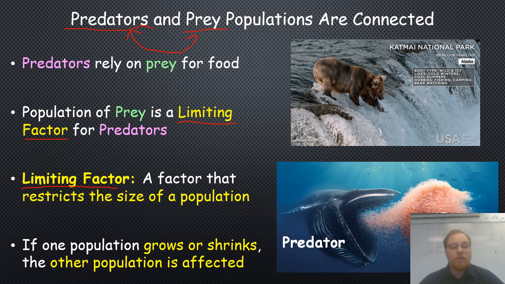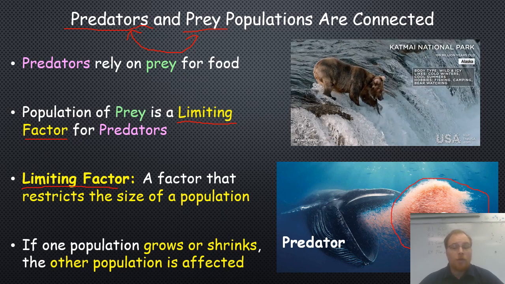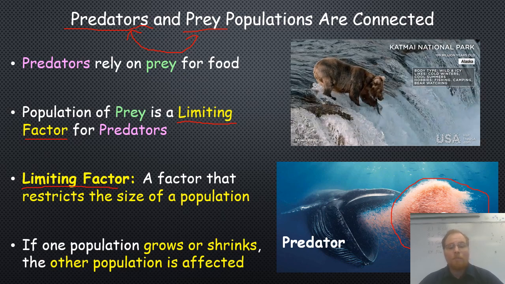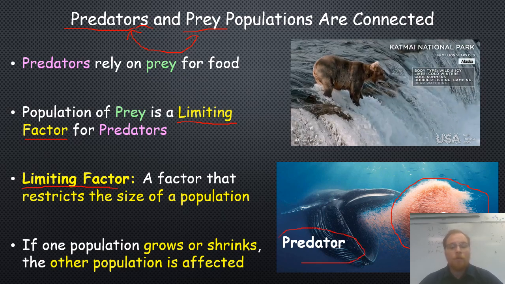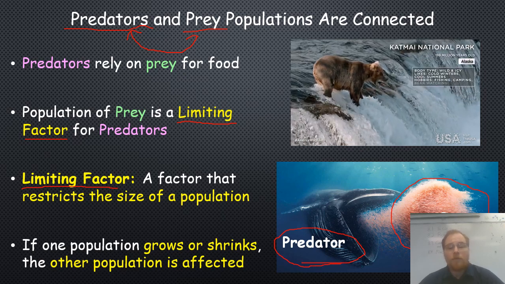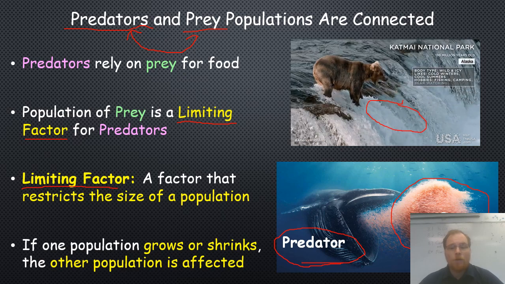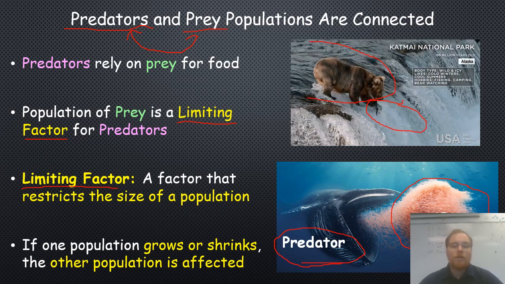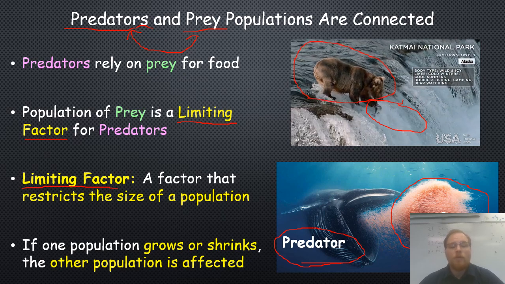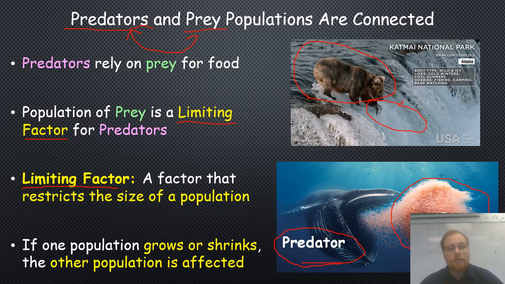So if there's not much prey, in this case when we're talking about whales, if there's not a lot of krill for them to eat, that's going to limit the population of whales or predators that can survive off that population of prey. Same thing with the salmon. If there's not a lot of salmon in the water, then you're not going to have a lot of bears that are able to survive, and you're not going to have a large population. So when one grows or shrinks, the other grows and shrinks.